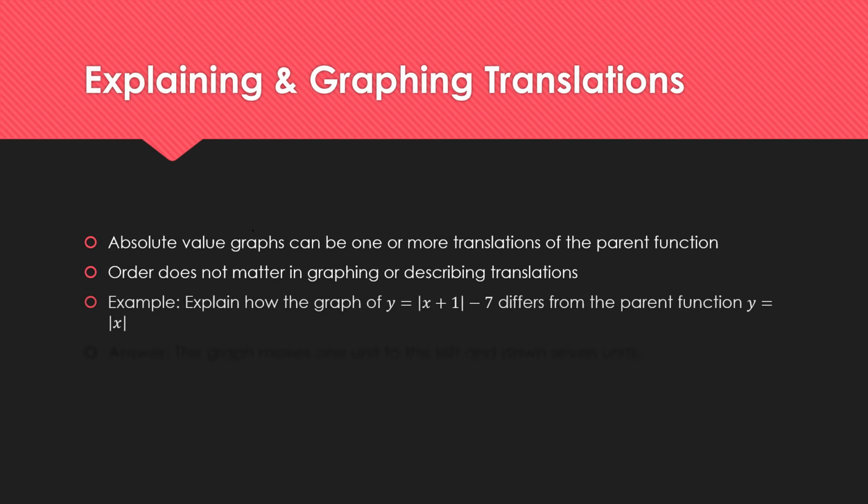Here's an example. Explain how the graph of y equals the absolute value of the quantity x plus 1, minus 7, differs from the parent function, y equals the absolute value of x. I have two things going on here. I've added 1 to the inside of the bars, and I've subtracted 7 from the outside of the bars. So my answer is that the graph will move 1 unit to the left because of the plus 1 inside the bars, and down 7 units because of the minus 7 outside the bars.